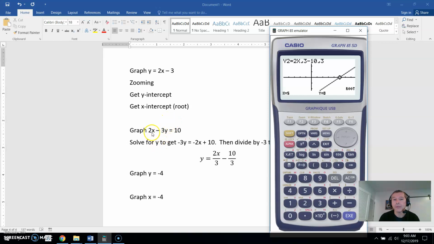And you can get these over here, like to get the x-intercept, let the y equal 0. Then you just have 2x equals 10, and 2 times 5 is 10. You divide by 2 and you get x equals 5. So that is the x-intercept right there. So that's your x and y intercept.